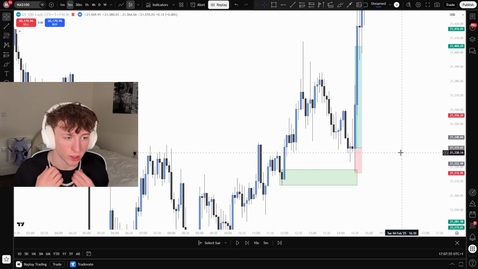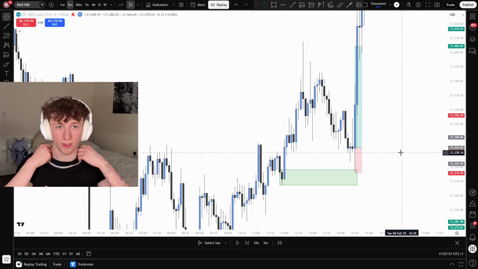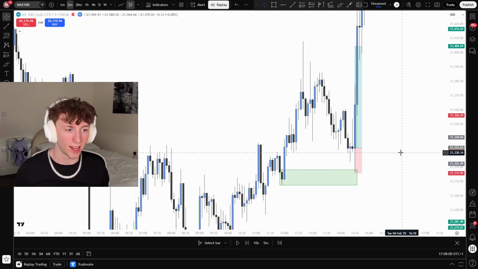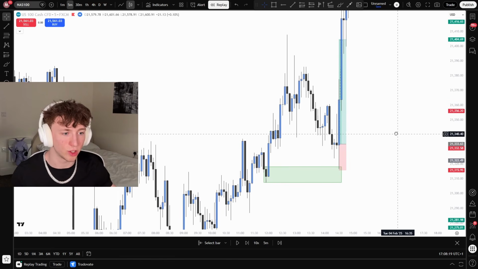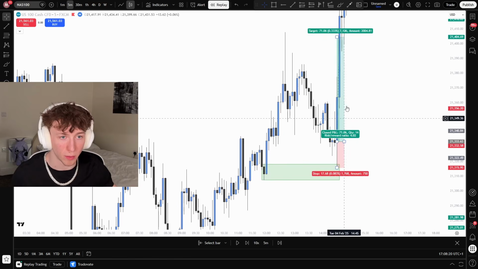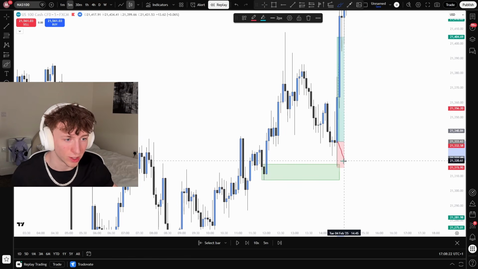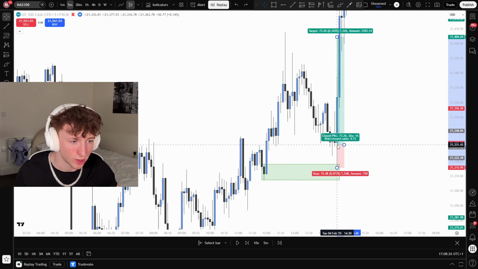Now for the final entry model I use, this is more for advanced people using the strategy. I wouldn't recommend this to beginners because it's quite difficult to understand everything at once. But this is the flip entry, okay? This is where you enter when price goes from bearish, entering our zone bearish, and it flips to bullish, and you enter on that change of color.